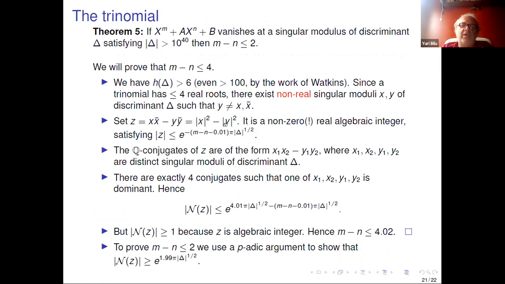And well, the last result is about, as I said, the trinomials themselves. Do I have a bit more? I need this one slide. Do I have time? Yes, of course, Yuri, please use the time.